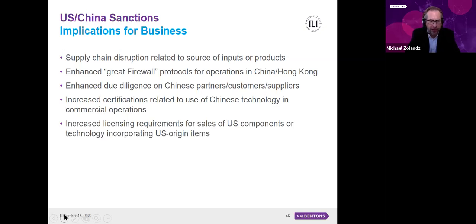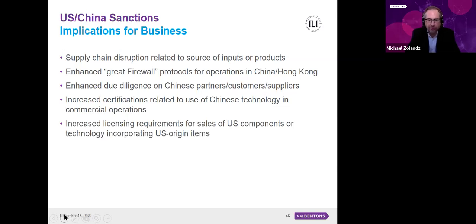We're also seeing folks using or demanding enhanced due diligence from suppliers with respect to their operations in China, with respect to the source of product being shipped, and with respect to the partners they have in either mainland China or Hong Kong.